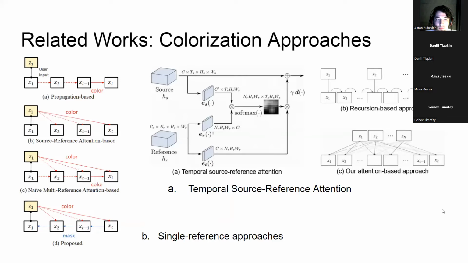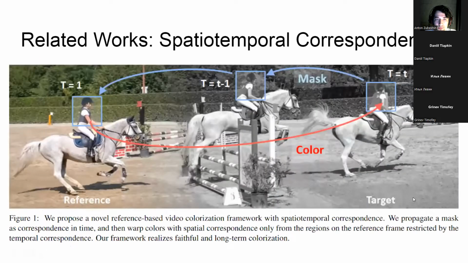First of all, there are a lot of colorization approaches known right now. All of them pretty much use a reference image that is somehow connected to the output images from black and white. Some of them propagate only through the first frame. Some of them are attention-based and refer to every frame. Some of them use temporal source reference attention, and there are a lot of references.